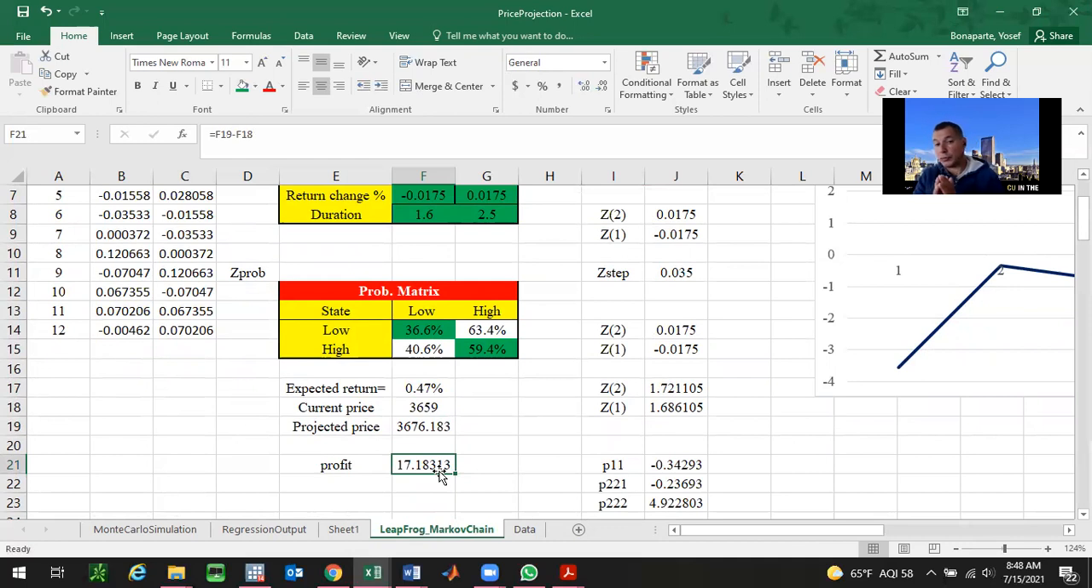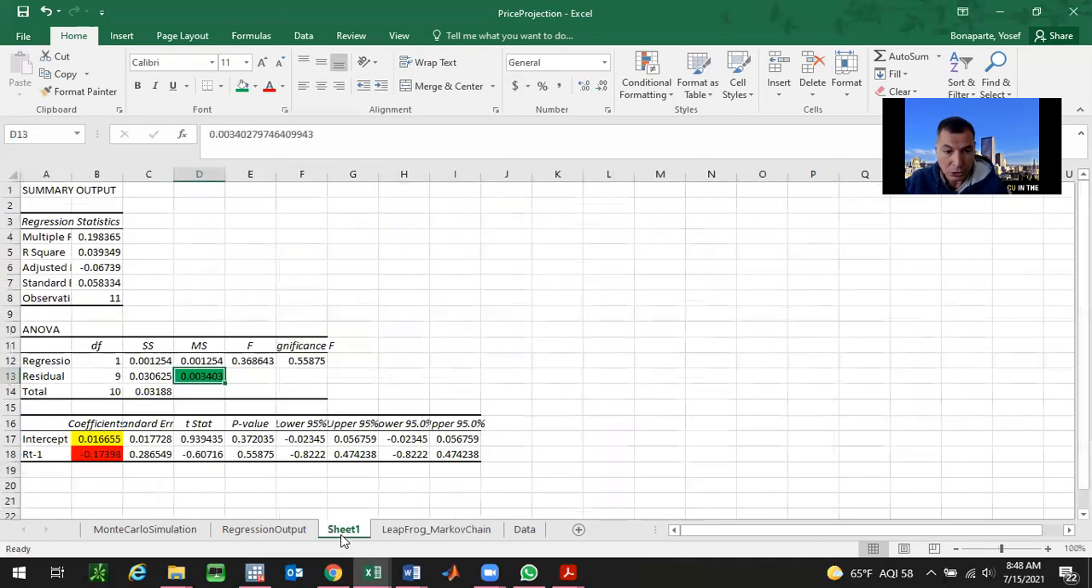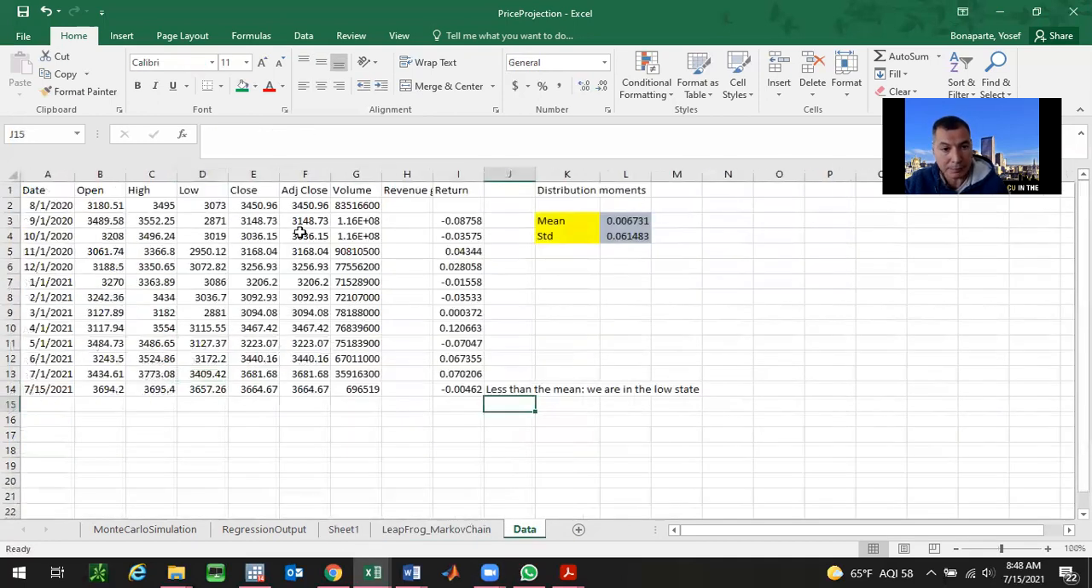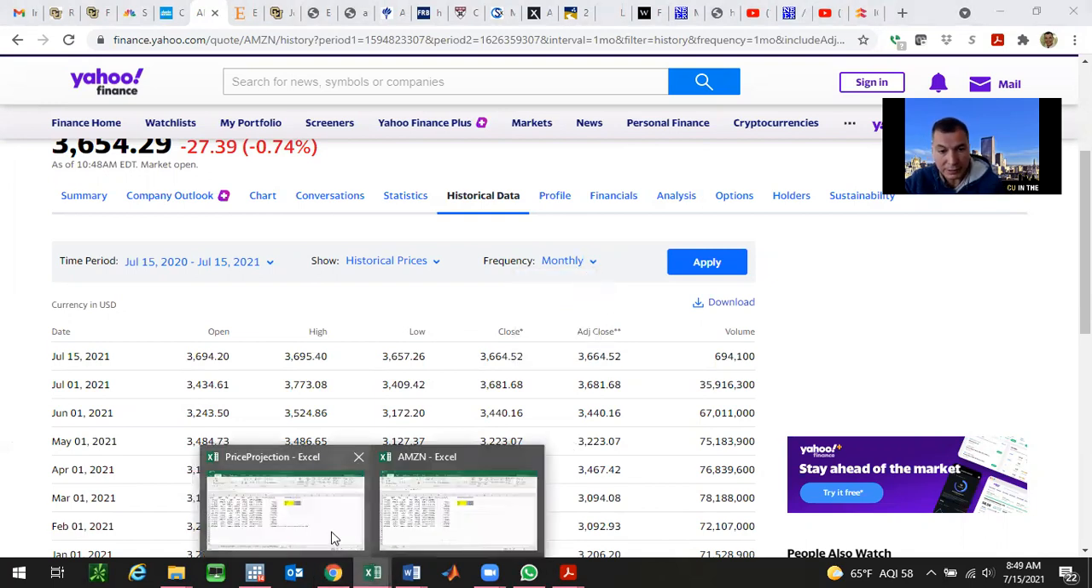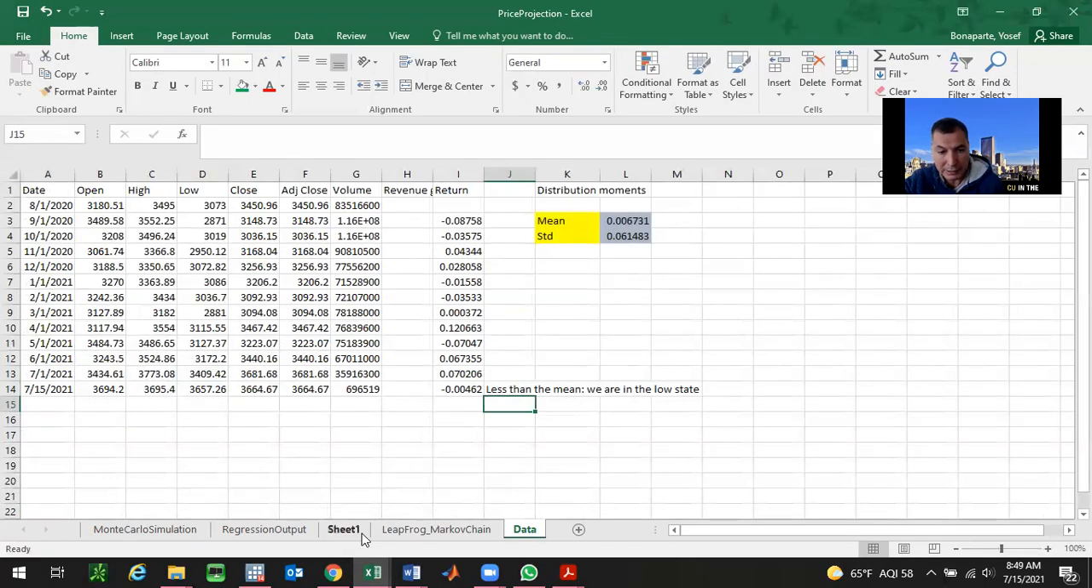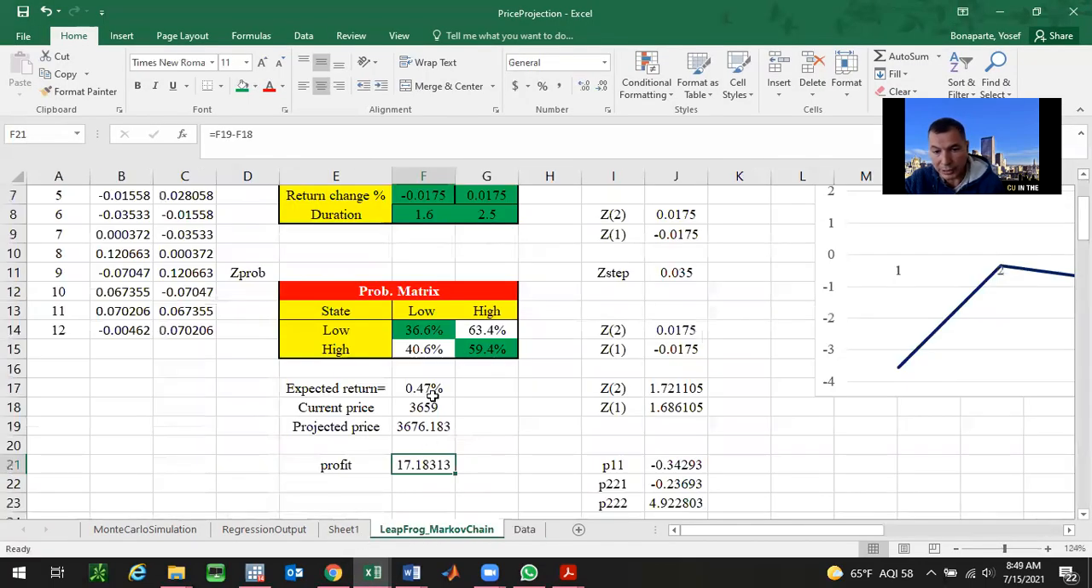If you want to do the analysis annually, then you change this data from here. We take it monthly. Then you have to go to Yahoo Finance and get the data annually to convert that to annually. If you want to trade Amazon on a daily basis, you collect daily data. So what we have in hand is if you do analysis for monthly, Amazon will go that much percent, and that's the projected price, and $17 is your projected profit.